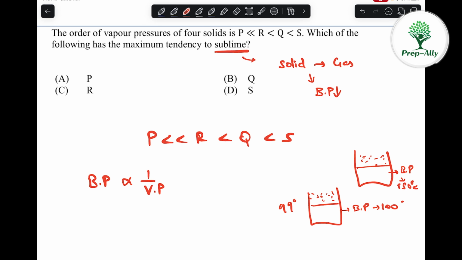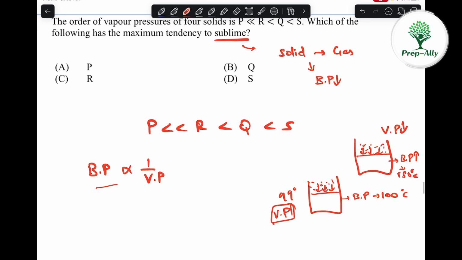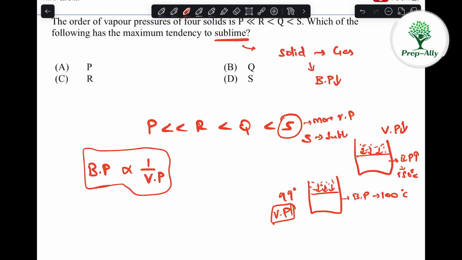So the liquid having the lower boiling point will have more vapors, which means more vapor pressure, because more vapors are exerting pressure on the surface. And this liquid will have fewer vapors which will exert less pressure. So boiling point and vapor pressure are inversely proportional, and the one which will sublime faster will have the lower boiling point and more vapor pressure, which means S is going to sublime faster.